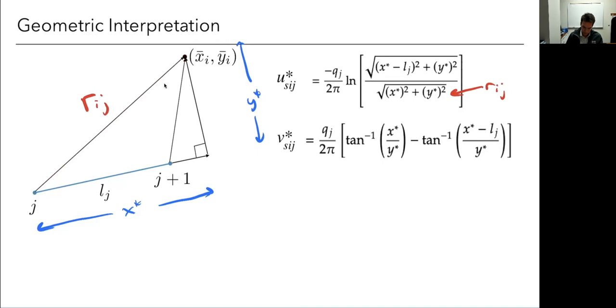Okay. Similarly for the top, notice that that one is x star minus L squared, which is this distance squared, plus the y star squared. This distance squared plus this distance squared, square rooted, is this one right here.